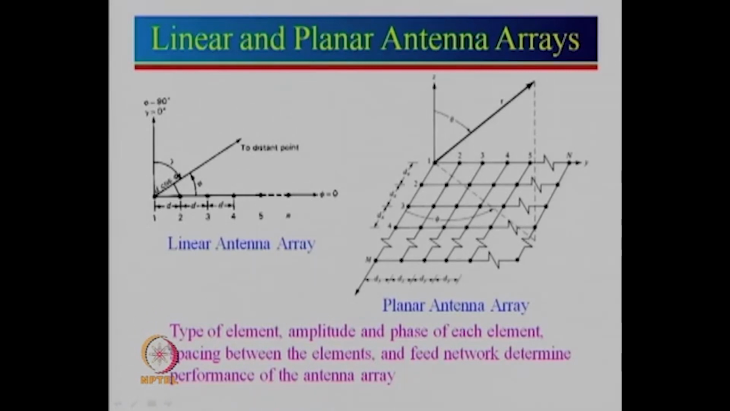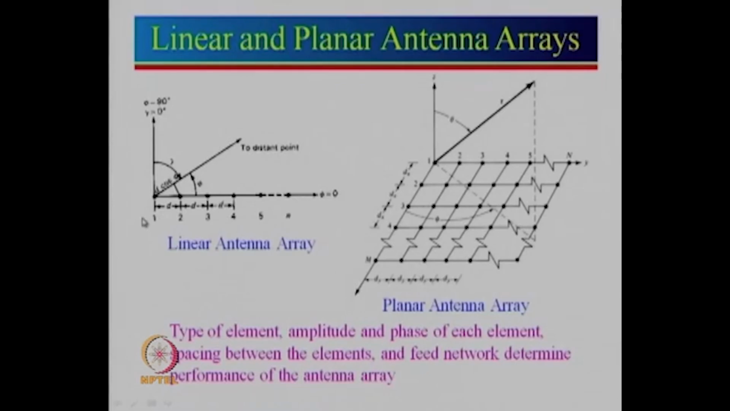What kind of an element we have used. So in the beginning, when we start the array theory, we will use an isotropic element, and then we will take specific elements. Then it depends upon amplitude and phase of each element. So at what amplitude these elements are being fed, and what is the phase difference between all these elements.